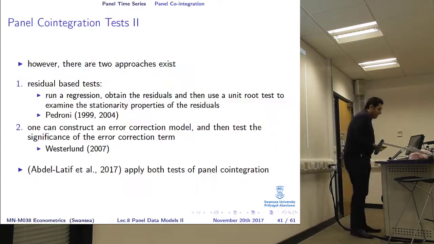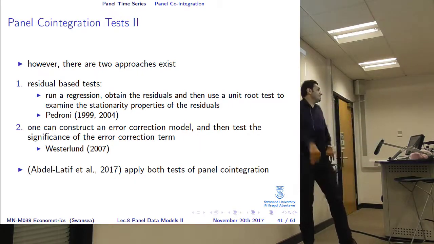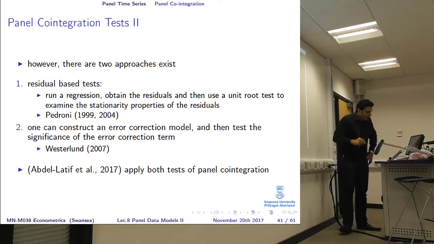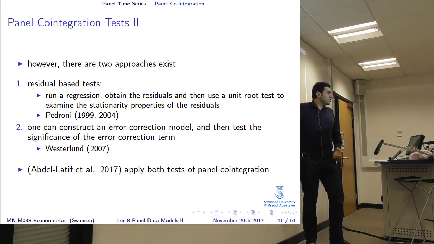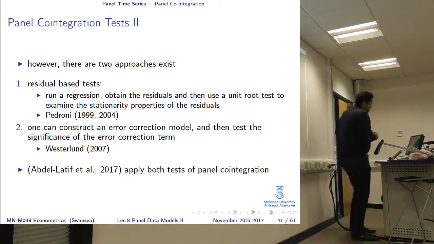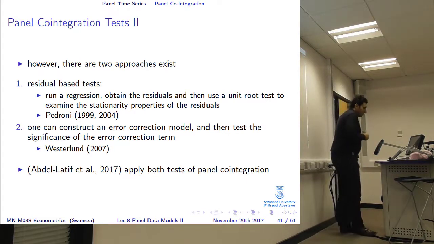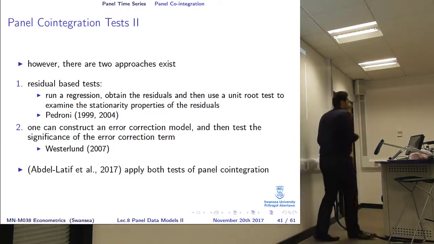But in general, we have two approaches to panel cointegration tests. One, which we call the residual-based test, is very similar to what I just explained. You run the regression, you obtain the residual, and then use a unit root test to examine whether the residuals are stationary or not. This is the Pedroni 1999 and 2004 test, and this is what we applied in the paper. Or you can construct an error correction model and then test for the significance of the error correction term. This is Westerlund 2007. In the paper, we did both, and I will explain why we did both.